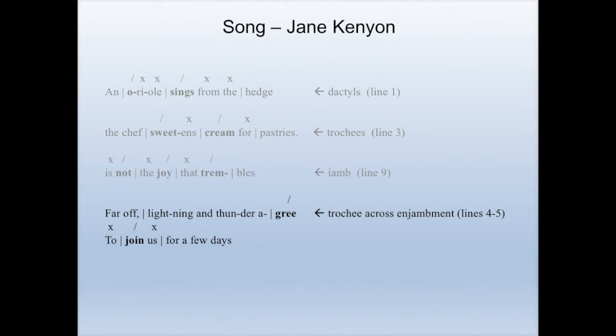And finally, in what might seem a little controversial to some people, but since it is free verse, my technique is to read across the enjambment to see what patterns are being continued. So this line, far off, lightning and thunder agree to join us for a few days. That agree to join us, those are two trochees that occur, but one starts at the top of the line and then it finishes on the next line. So what we see in Jane Kenyon are lots of dactyls, trochees, and iambs.